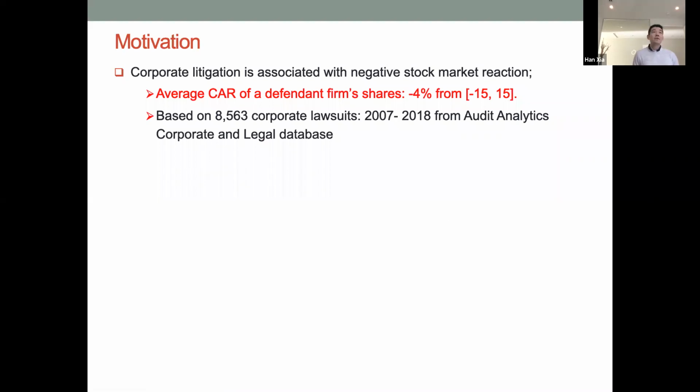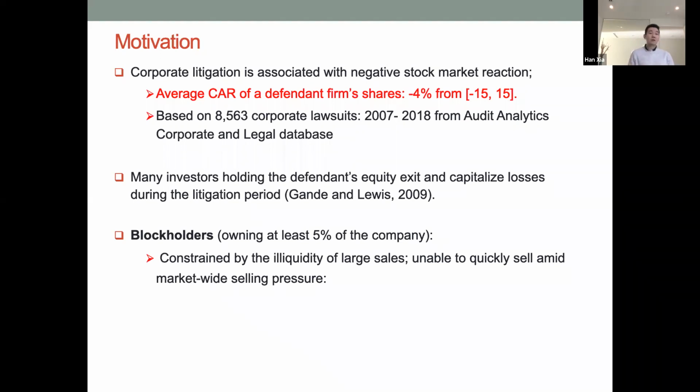Our paper is based on the setting of corporate litigation, and corporate litigation is usually considered a negative corporate event by the market. Indeed, if we look at over 8,000 corporate lawsuits in our sample, we see that the average CAR of the defendant firm is about -4% in the 30 days around the litigation announcement. During this period, there are papers showing that many investors who hold the defendant's shares just exit and capitalize their losses.